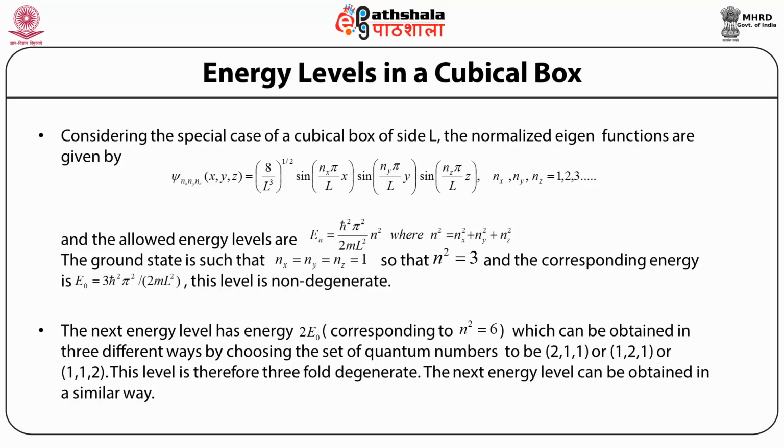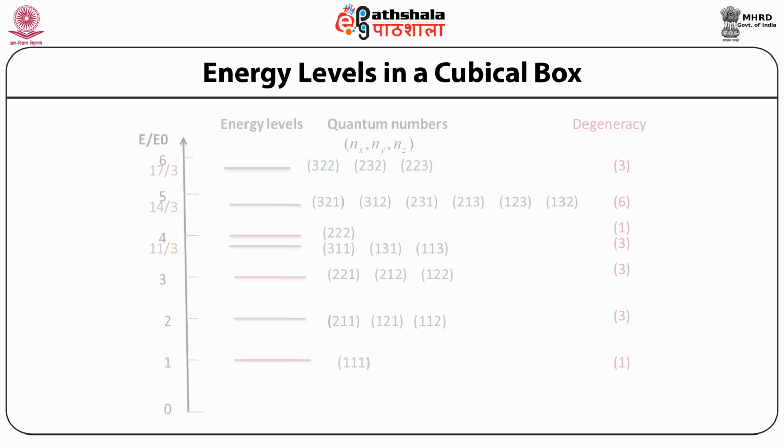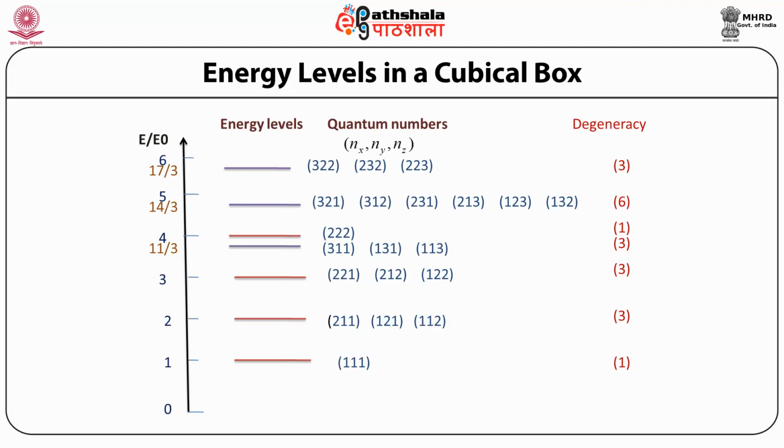The next energy level can be obtained in a similar way. This is the table of energy levels, quantum numbers, and degeneracy. For E/E0 equal to 0, there is no energy level. For E/E0 equal to 1, there is only one energy level with quantum numbers 1, 1, 1, with a degeneracy 1. For E/E0 equal to 2, the quantum numbers nx, ny, nz are 2, 1, 1; 1, 2, 1; and 1, 1, 2, with a degeneracy 3.